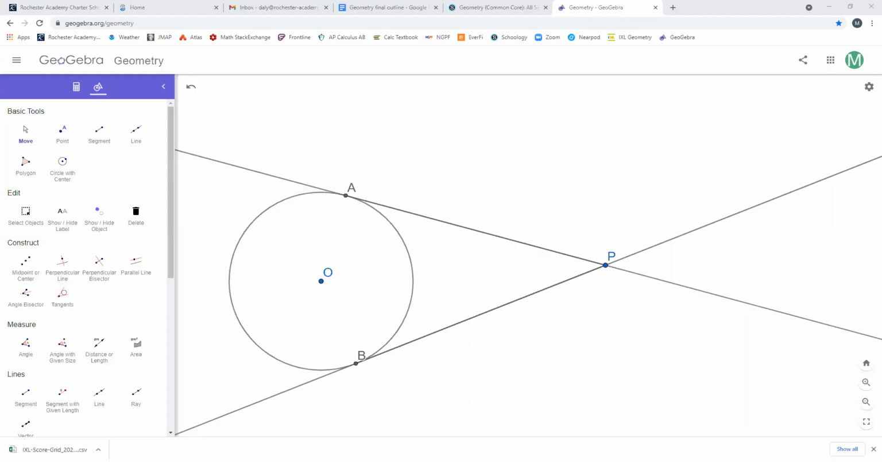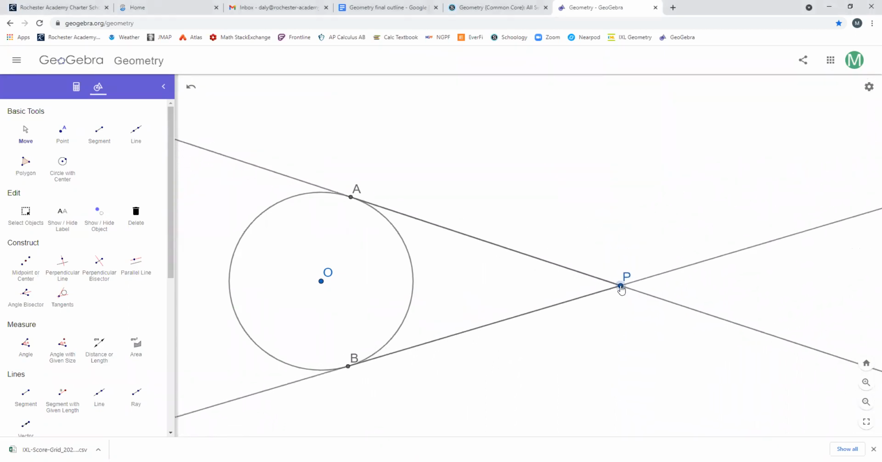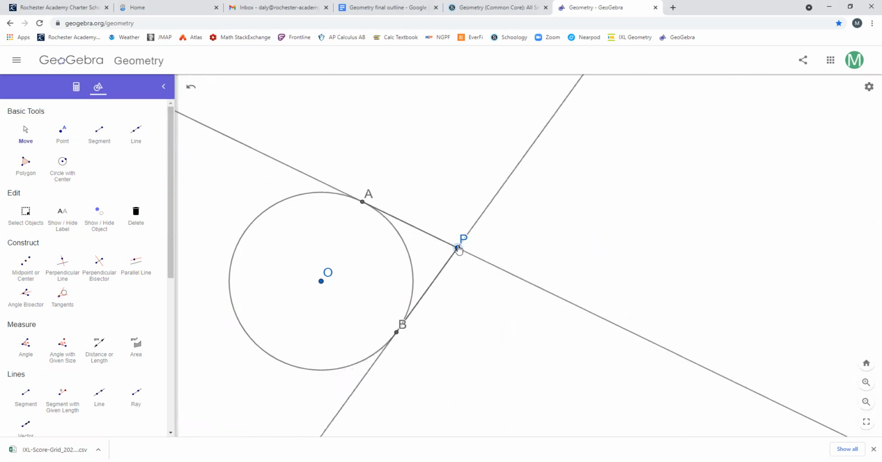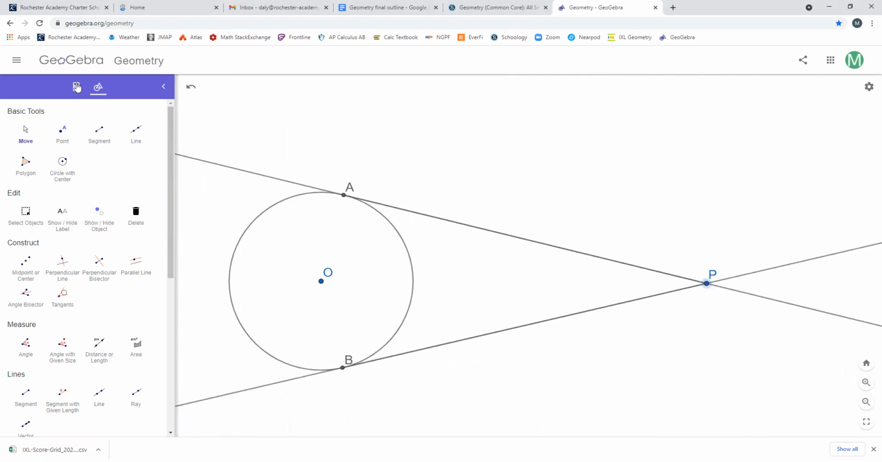So let's head back to the GeoGebra screen where I set up a slightly different diagram. This time, I've got a circle with center O, and I've got this point P that's outside the circle. And when I created the tangents, there are two different tangent lines, one that goes above the circle and the other one that goes below the circle. It moves around depending on where P is, and A and B are the two points of tangency of those two tangents.